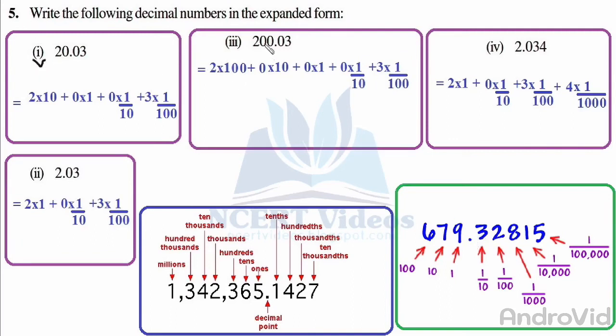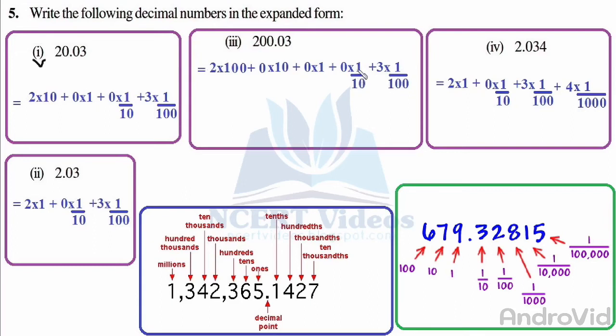Now here, 1, 2, 3: 3 digits apart, that means 3. 1, 2, 3 is hundreds. So you have to remember these. So 2 times 100, and plus 0 times 0. You know, anything multiplied by 0 is 0. Then plus 0. Here it will also be 0 because it is multiplied by 0. Now it is 1 over 10.